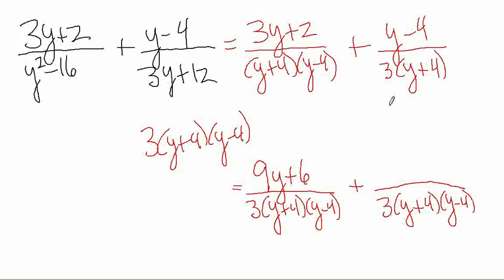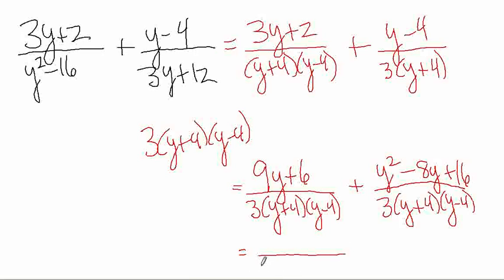Now, on top, I'm going to get (y minus 4) squared. Let me go ahead and expand that. So I get y squared minus 8y plus 16. Okay, and now I can combine the fractions. Now I don't need to expand the denominator, but if anybody's interested, I'll go ahead and do it.